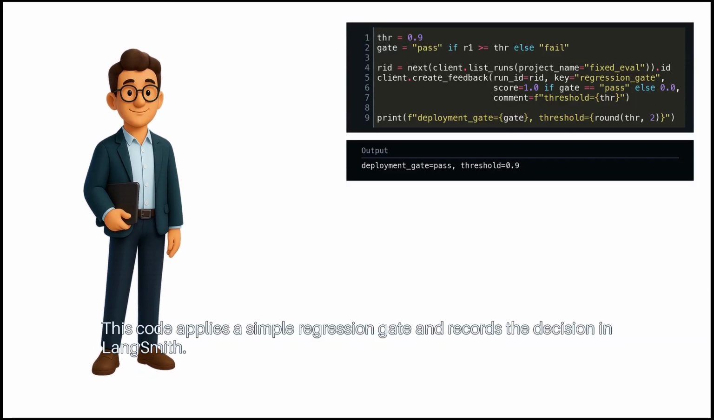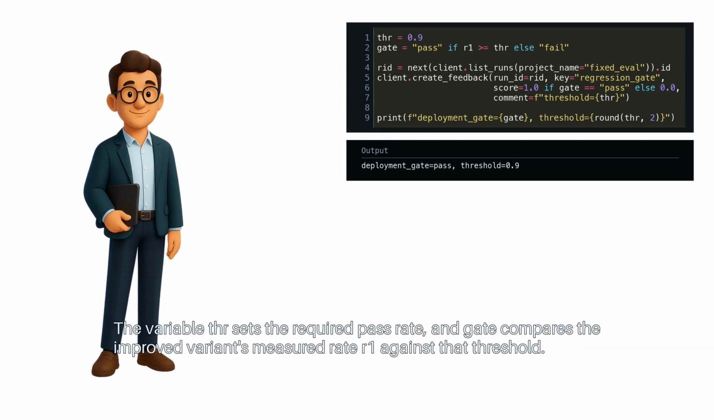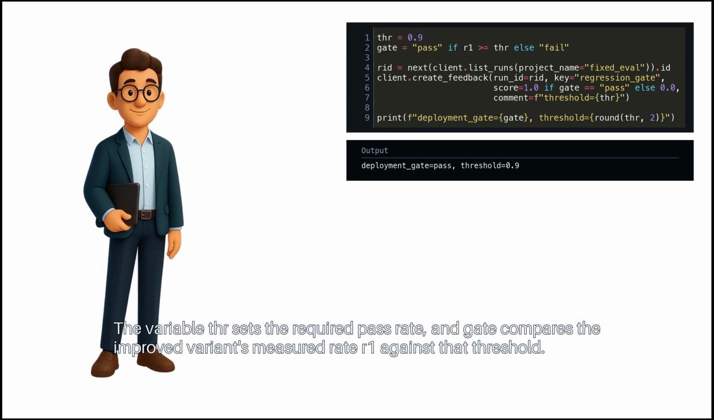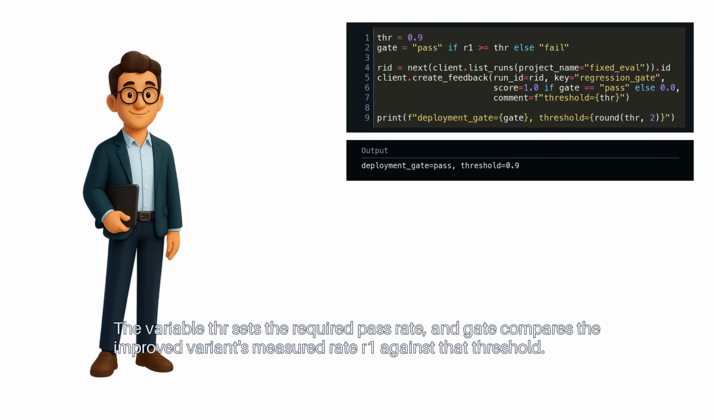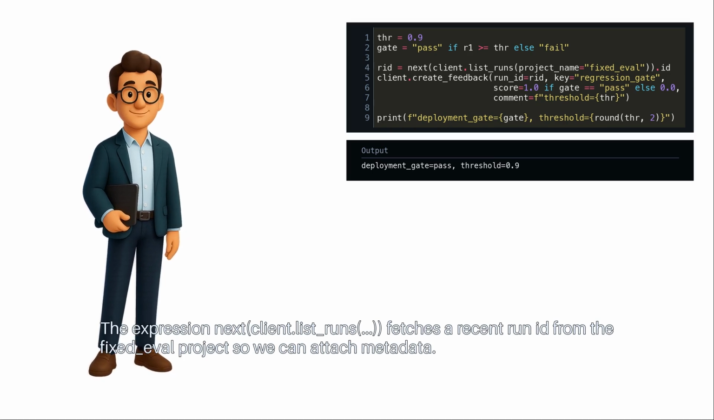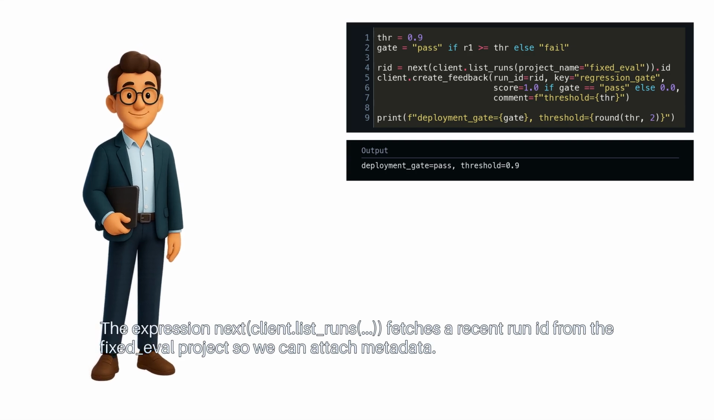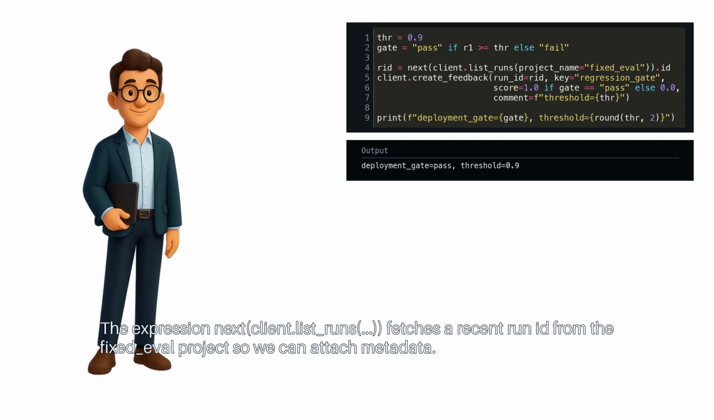This code applies a simple regression gate and records the decision in LangSmith. The variable THR sets the required pass rate, and gate compares the improved variant's measured rate R1 against that threshold. The expression nextClient.listRuns fetches a recent run ID from the fixedEval project so we can attach metadata.